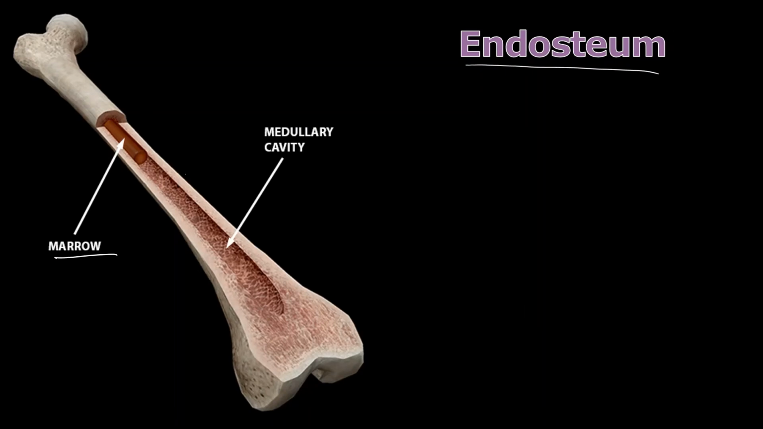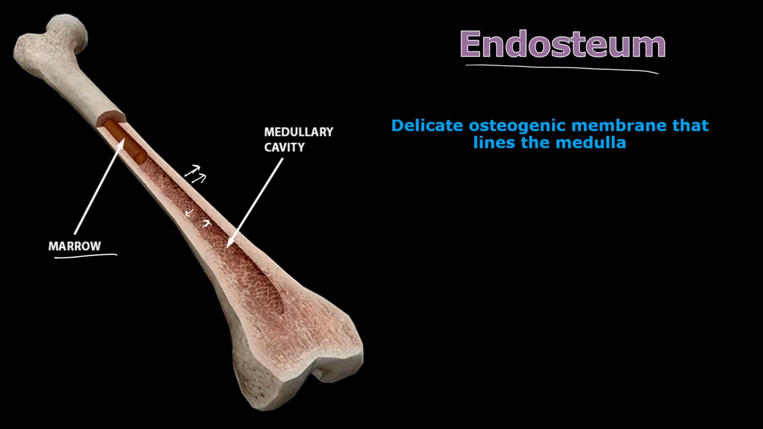Remember, the periosteum's out here, helping the bone get wider like that. But we needed something inside this medulla that's going to help the medulla get wider as the most superficial part of the bone gets wider. So this is the endosteum. So it is the membrane that does osteogenesis that lines the medulla.